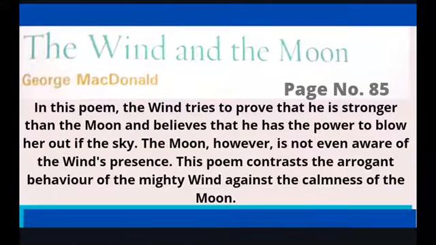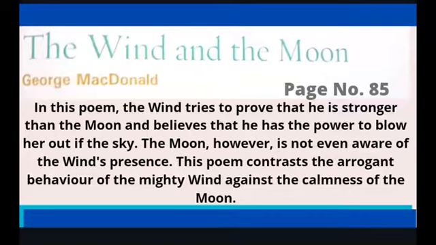Let's do a quick recap of what we have covered in our previous session. Students, please open page number 85 of your textbook. Yes, let's discuss what we have covered so far. The Wind and the Moon has been written by George Macdonald. Who are the two main characters? The two main characters are the wind and the moon.